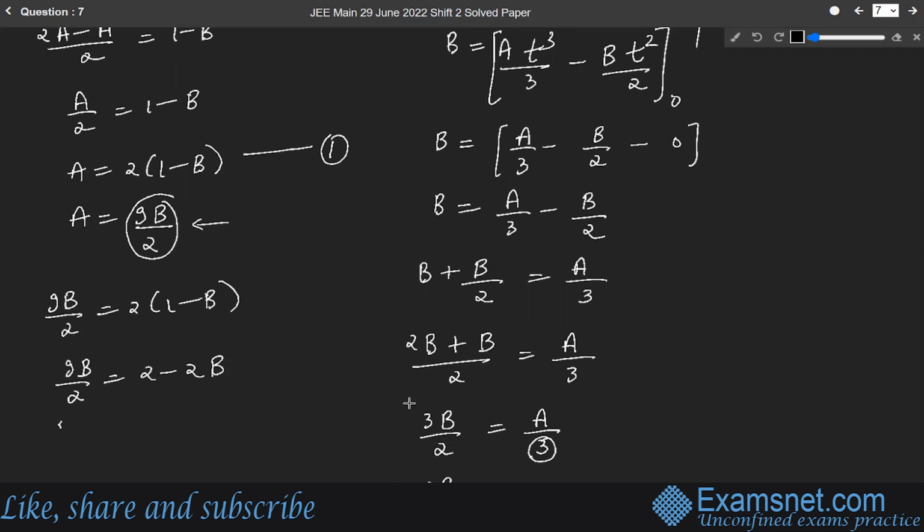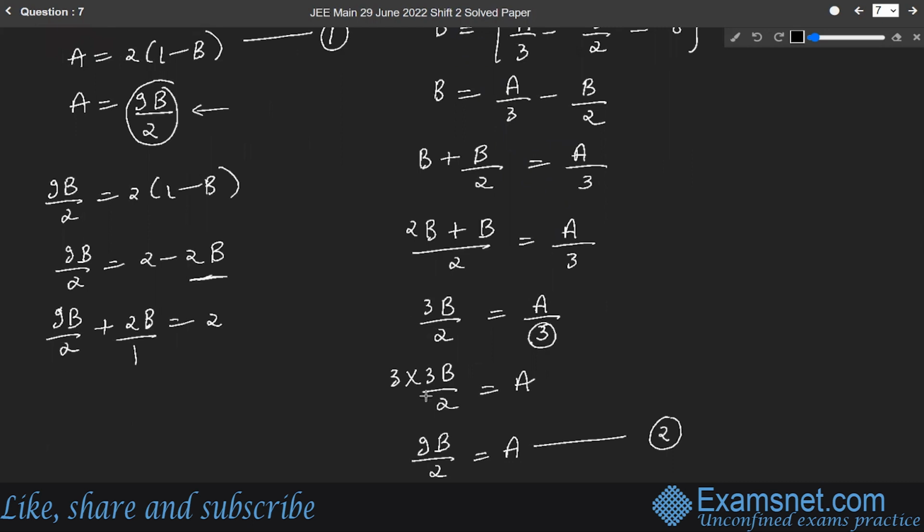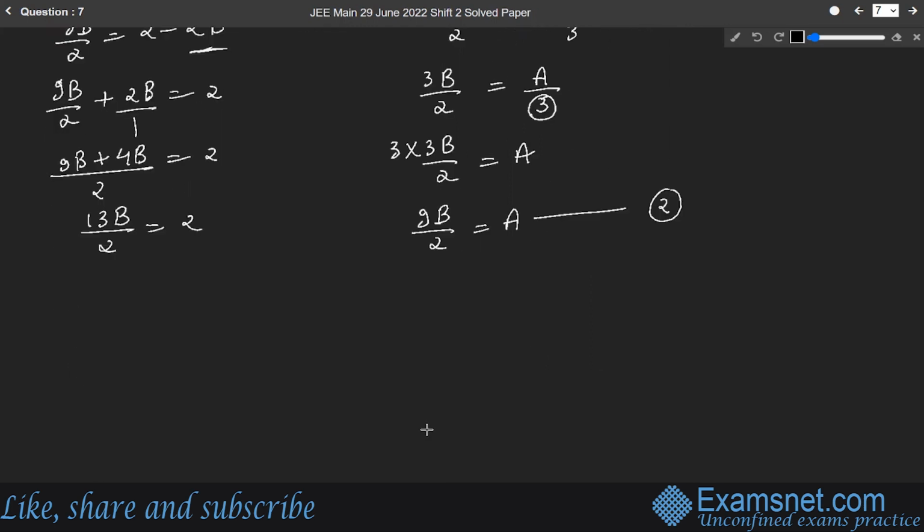Now, if we want the value of b, then 9b upon 2 plus 2b is equal to 2. When this term goes to the left hand side, it will be positive. Now let us take the LCM. LCM is 2. Numerator will be 9b plus 2 into 2b is 4b is equal to 2. 9b plus 4b is 13b divided by 2 is equal to 2. So we have 13b is equal to 2 into 2 will be 4. So the value of b will be 4 by 13.